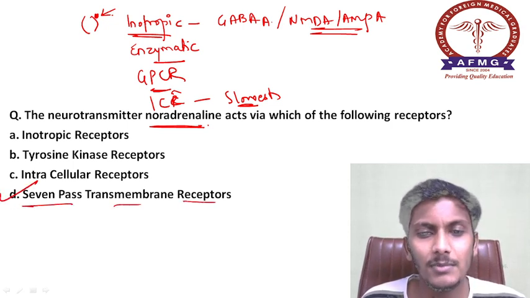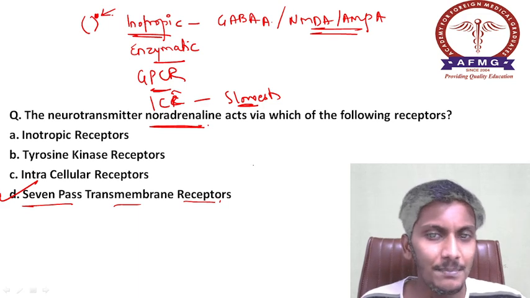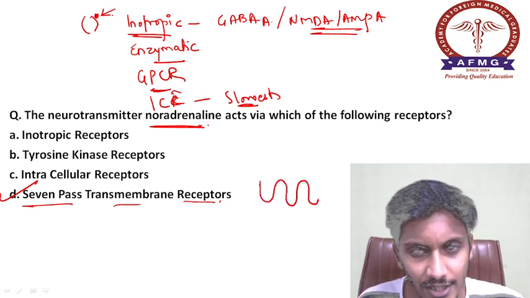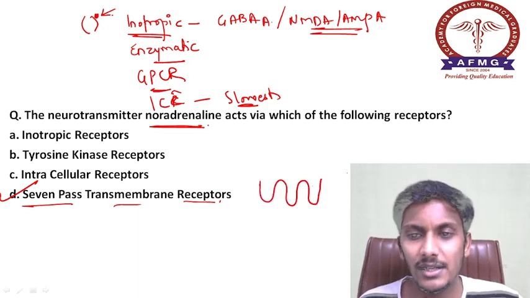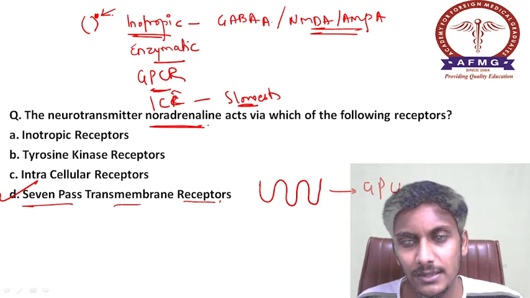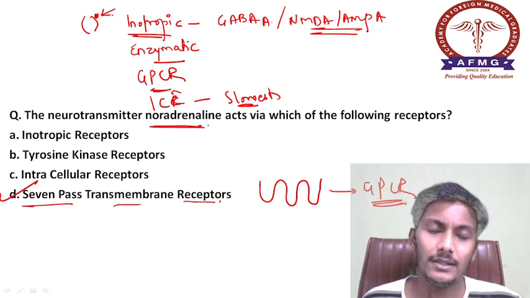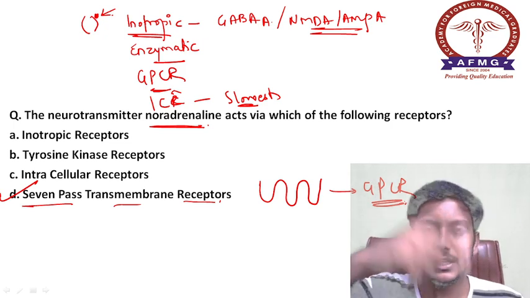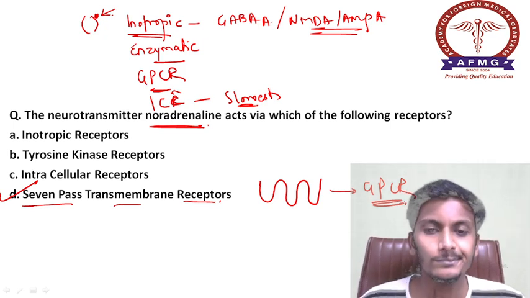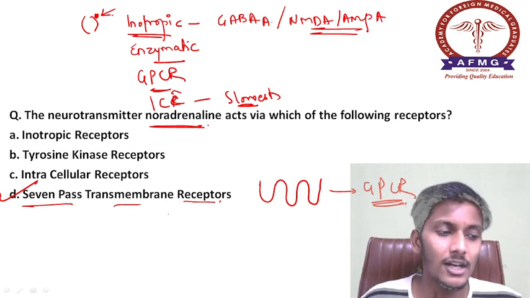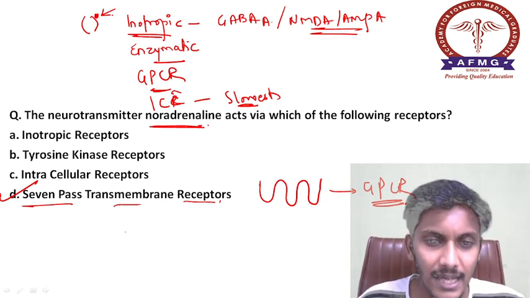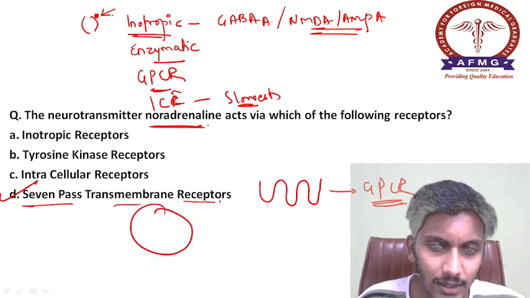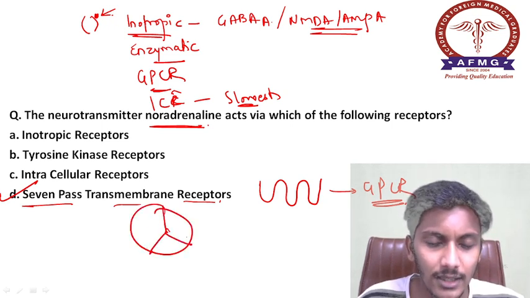7 pass transmembrane receptors. And what are these 7 pass transmembrane receptors? I have already told you, these 7 pass transmembrane receptors are nothing but your GPCR, that is G protein coupled receptors. Okay, so they are your membrane receptors which are embedded into the cellular or the plasma membrane. Okay, in this serpentine like fashion, and these GPCR or G protein coupled receptors have 3 subunits in them. Okay, that is alpha, beta and gamma subunits.